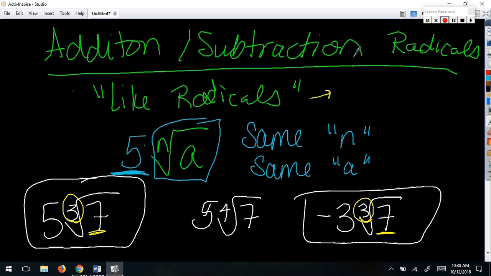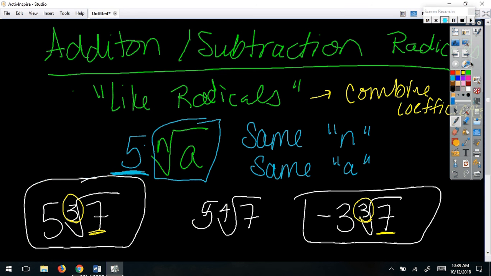When you do that, just like with like terms, if this was 5x and -3x, you only combine the coefficients and you leave the n and the a alone. You leave the root and the number under the radical completely alone. And so sometimes these are set up nicely for us, and sometimes we have to do a little manipulation to get them like that. So let me show you an example.